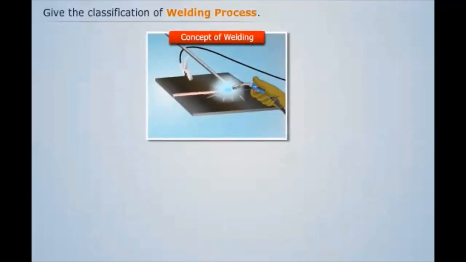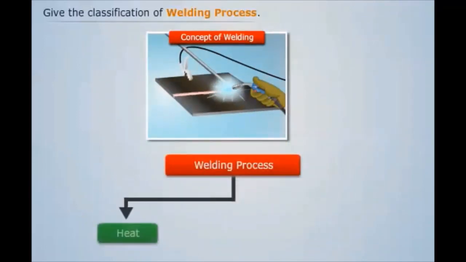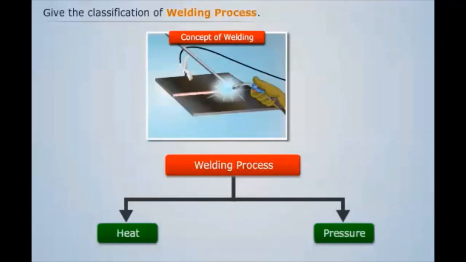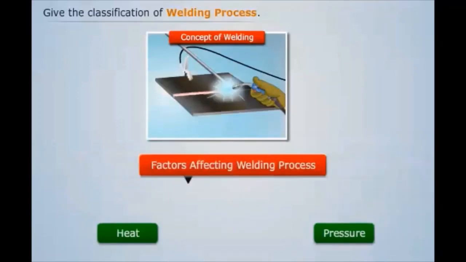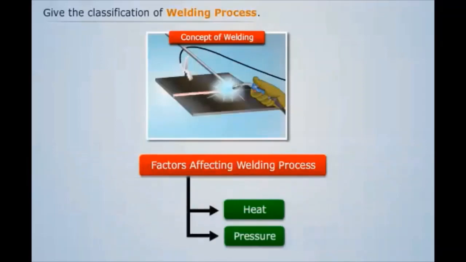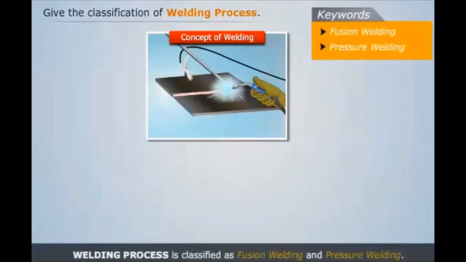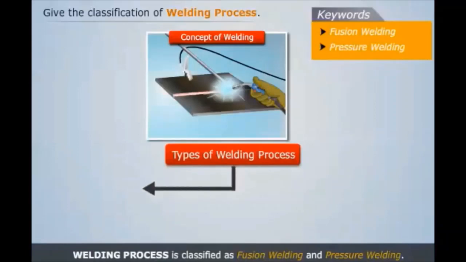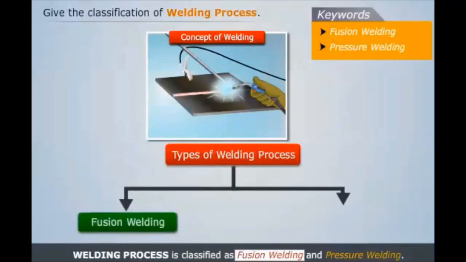We know that to join two metal plates, heat and pressure is applied wherever necessary. Thus we can say that heat and pressure are the two factors on which the welding of metal depends. On the basis of these two factors, welding process can be classified as fusion welding and pressure welding.